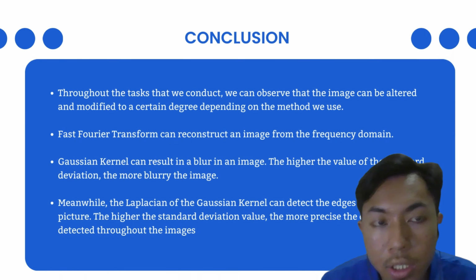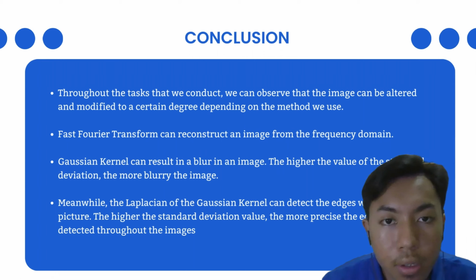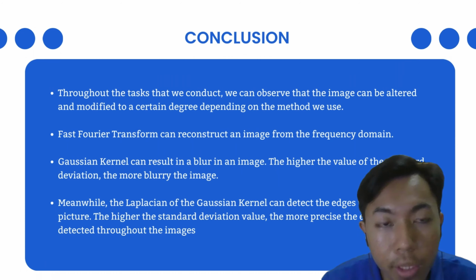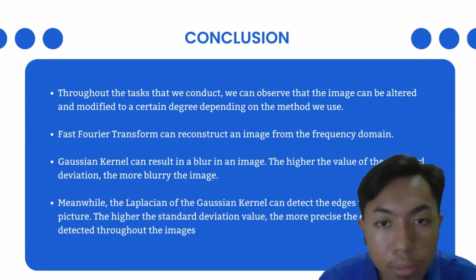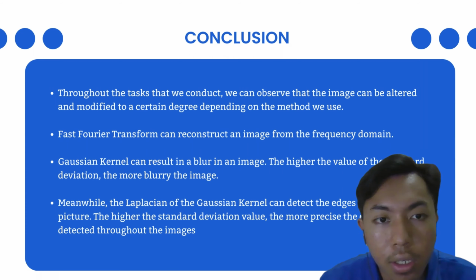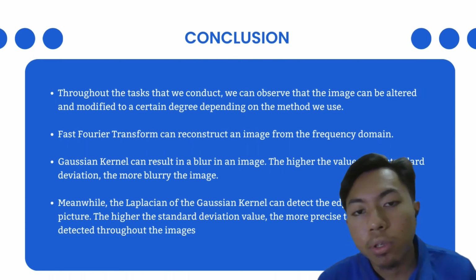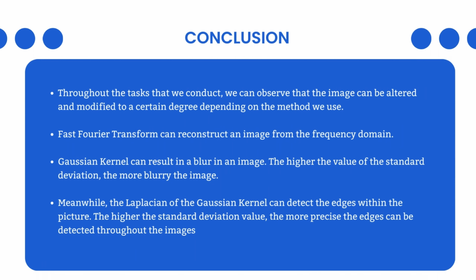As for the conclusion of this assignment, throughout the tasks we conducted, we can observe that an image can be altered and modified to a certain degree depending on the method we use. One method is the fast Fourier transform, which is able to construct an image from the frequency domain. The other method is the Gaussian kernel, which can result in blur in an image. We can see that different values of standard deviation make the image more blurry.